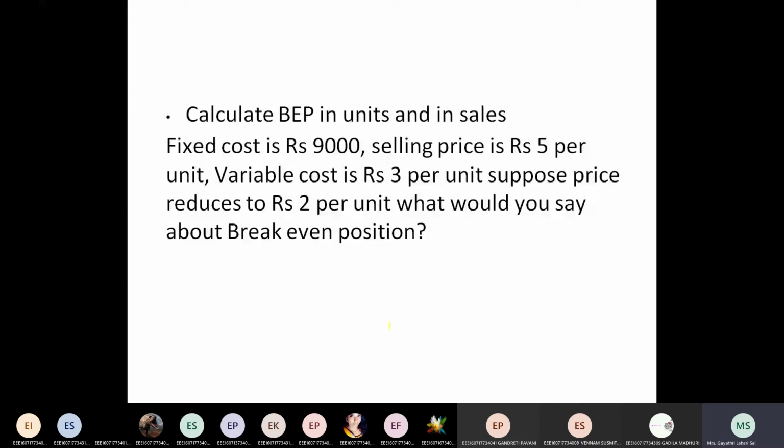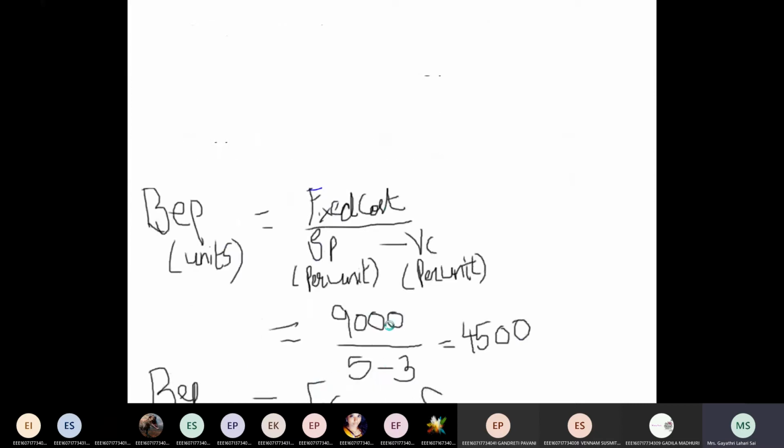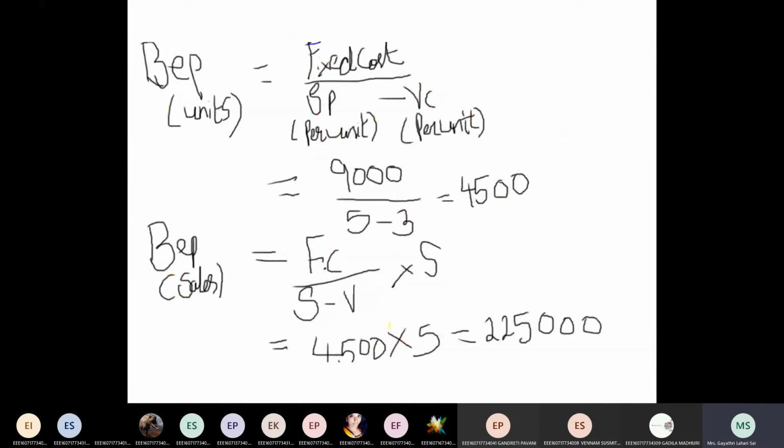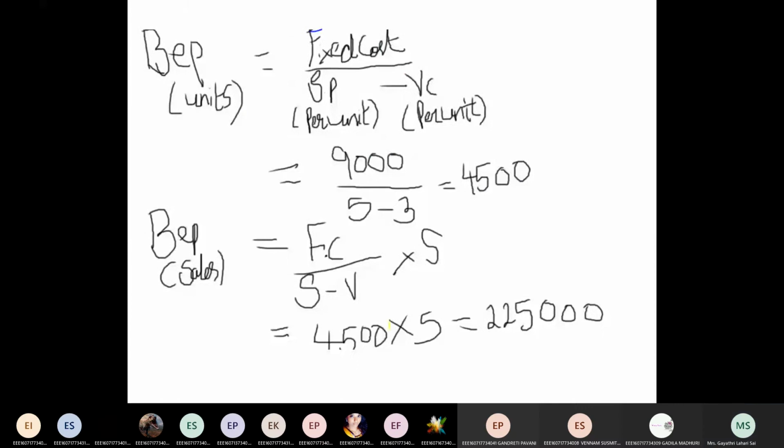The fixed cost is same. You cannot change it, but selling price will be changing. So 9,000 by 2 minus variable cost. It was 5. I'm sorry, it was 5. Now they are telling you to change to 2. So 2 minus 3. Okay, 2 minus 3. I didn't write it.